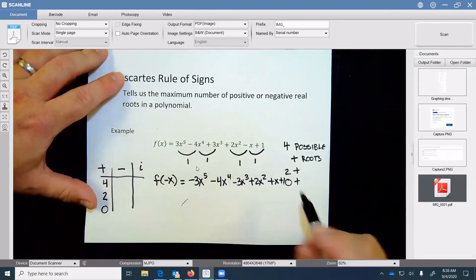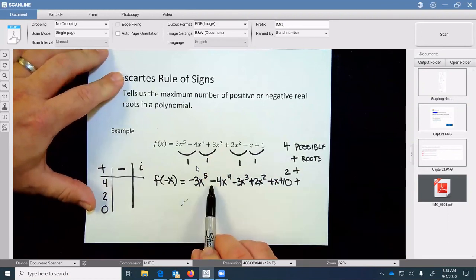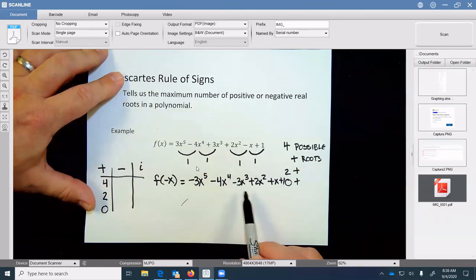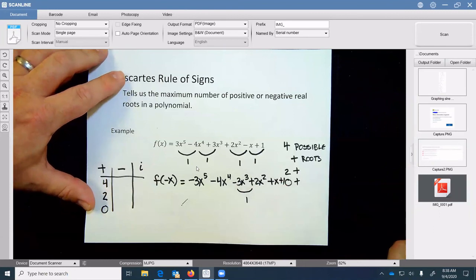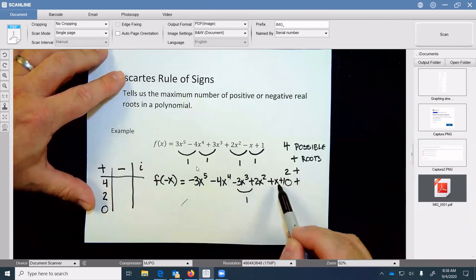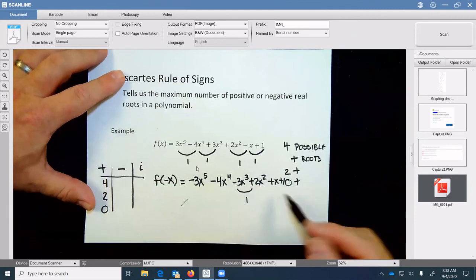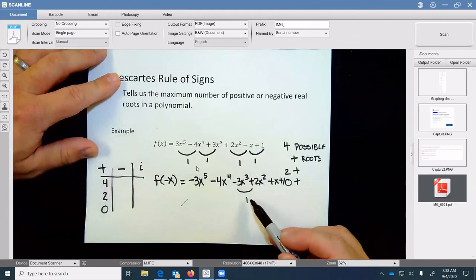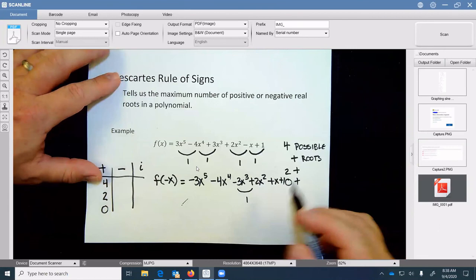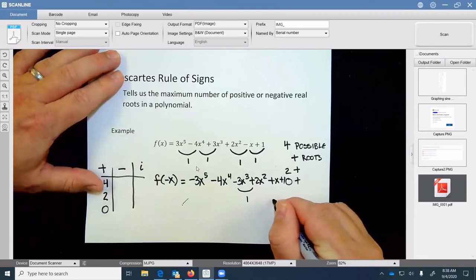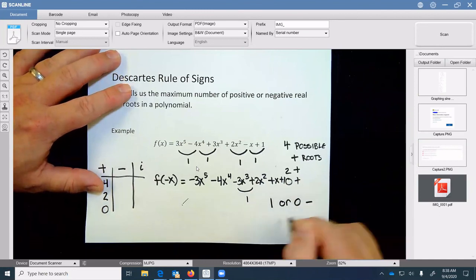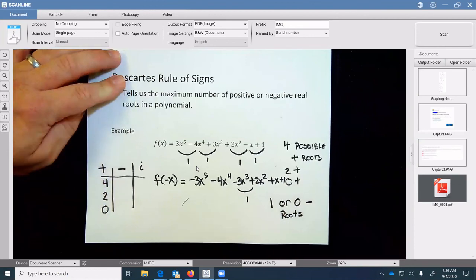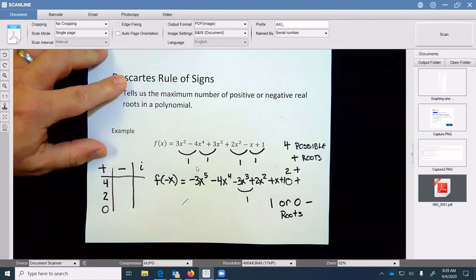Now I count my sign changes. Negative to negative, negative to negative, negative to positive. So there's 1 sign change. Positive to positive, positive to positive. So there's only 1 sign change. What that tells us is there's 1 or 0 negative roots. So there's either 1 or 0 negative roots.